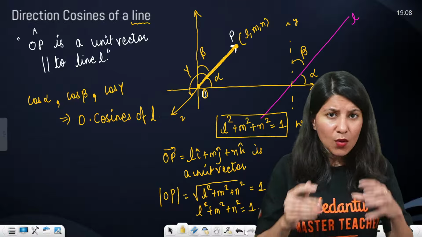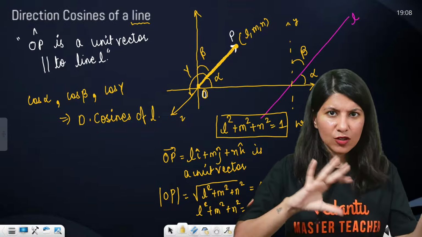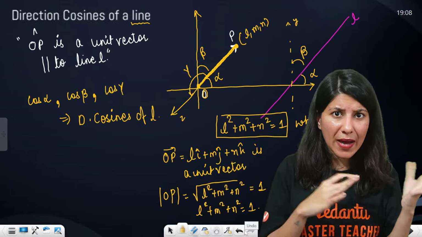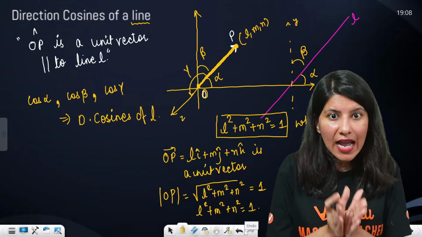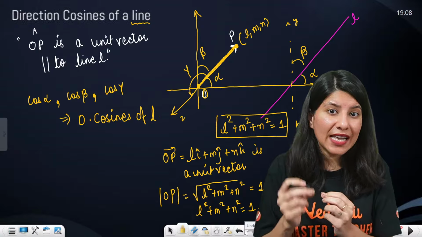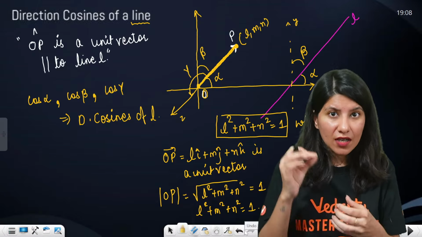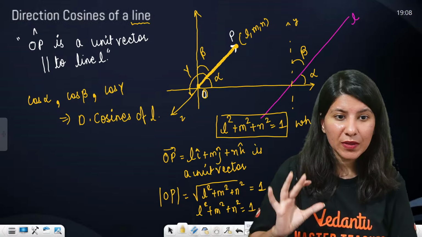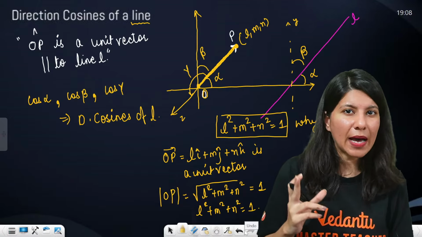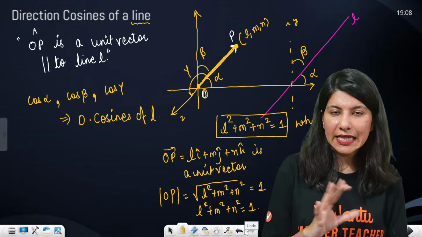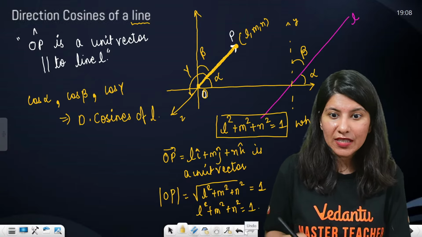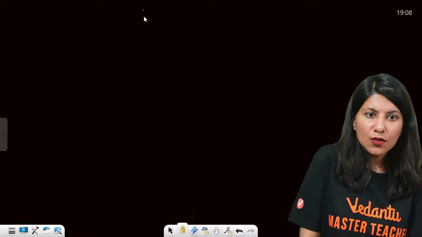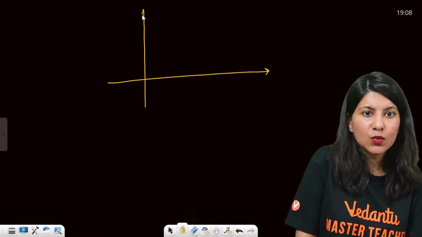Okay ma'am, we are getting it. Actually there are two things going on parallelly. You have introduced cos alpha, cos beta, cos gamma, and now you have introduced L, M, N, which are like the position vector of point P. Now think, ma'am, can we establish a relation between L, M, N and cos alpha, cos beta, cos gamma? Okay, let me just draw one more time and tell you what is happening over here.